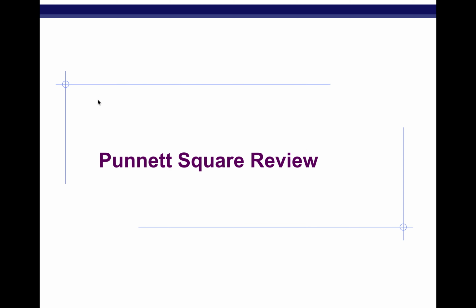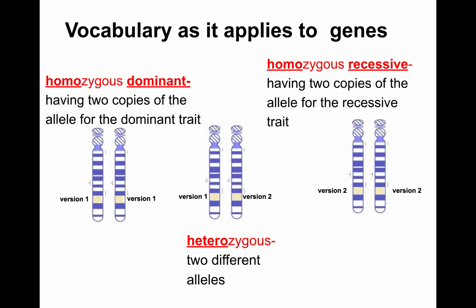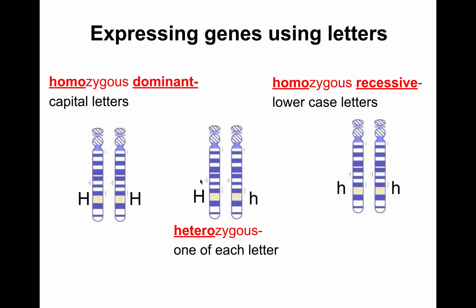So that's a lot. So we're going to go through a step-by-step process to make sure we understand how to apply Punnett squares in future problem sets. Remember, homozygous dominant means you have two copies of a dominant trait, homozygous recessive means you have two copies of a recessive trait, and heterozygous means you have two different versions of your alleles for that given trait, but we represent it using letters.